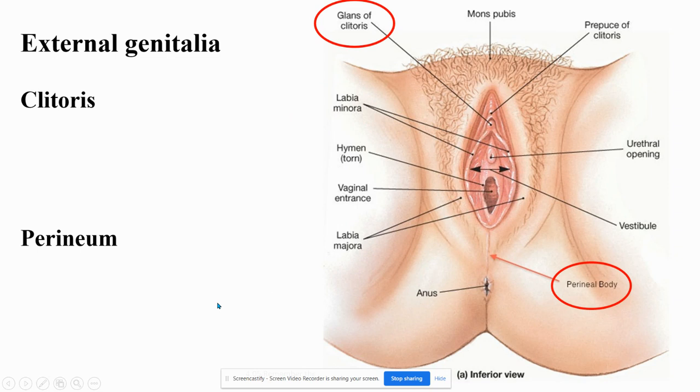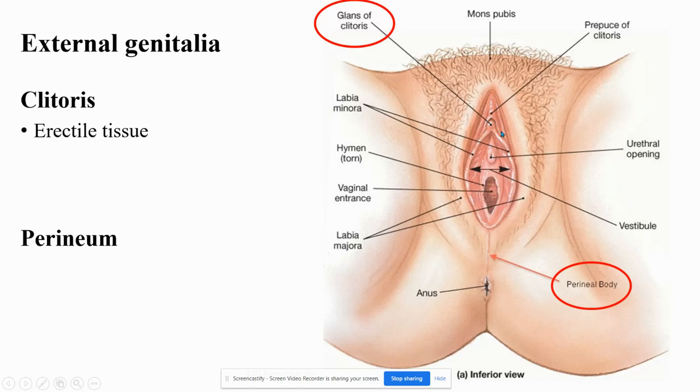Last 2 structures of the vulva, the clitoris and the perineum. So the clitoris is erectile tissue. Erectile tissue is any type of tissue that has the ability to fill with blood and get bigger, so engorge with blood and get larger. In the male, this is the penis, and in the female, this is the clitoris. So this right here is the clitoris.